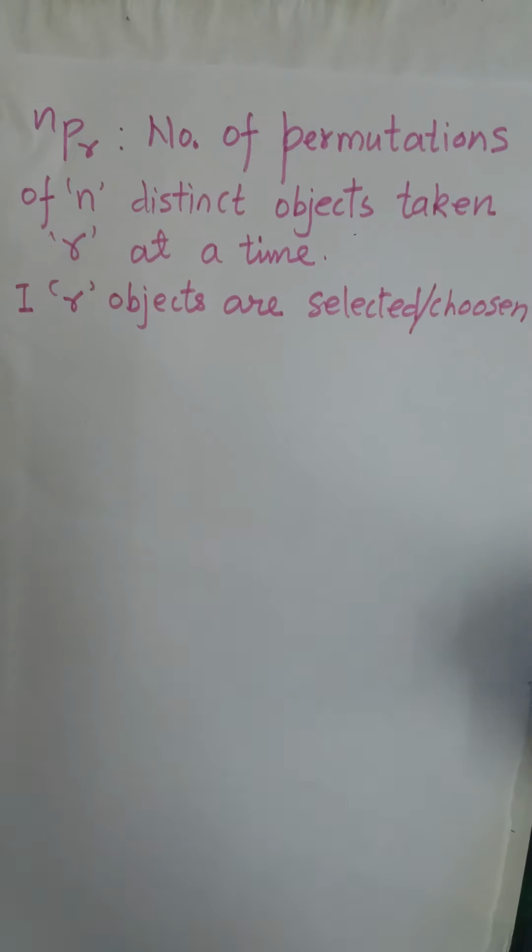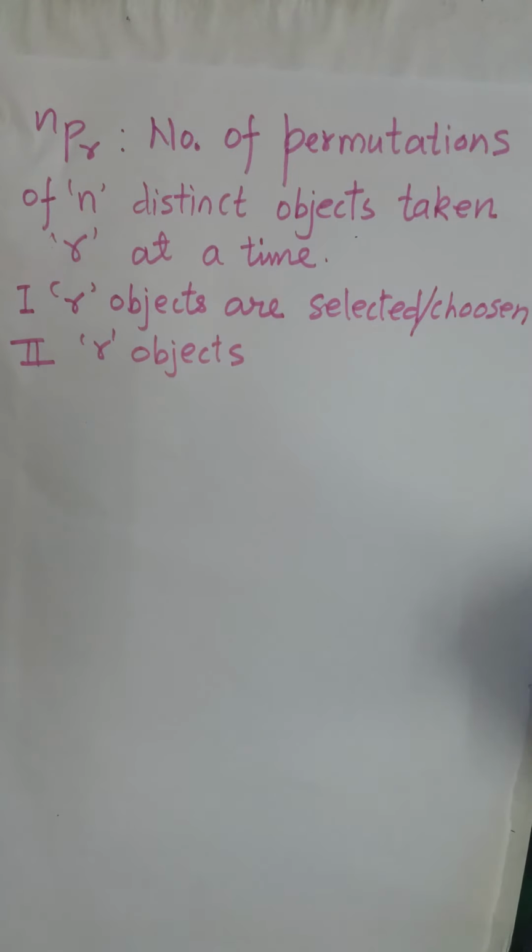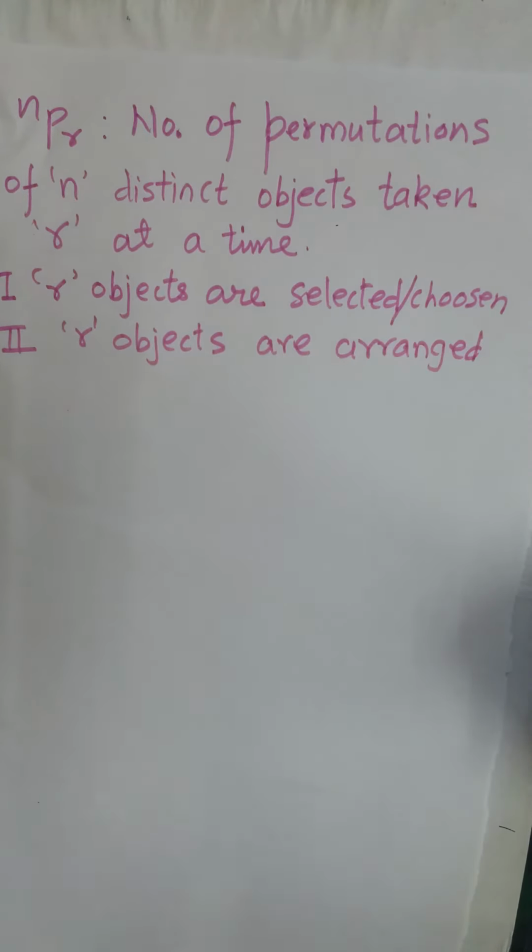Let's revisit what NPR means. NPR means the number of permutations of n distinct objects taken R at a time. Now let's see the process involved in this. The first step is that R objects are chosen from n objects, and the second is that R objects are arranged linearly, or on a line.